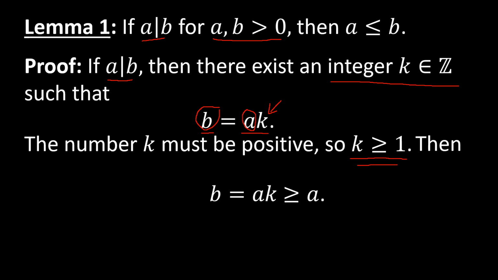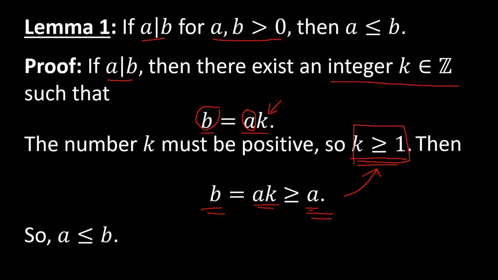So then we have that B is equal to A times k, but A times k is bigger than or equal to A, and that's because of this inequality here. You basically take this inequality and multiply by A on both sides, so you get A k bigger than or equal to A, and that's what you get right here. And that last statement says that B is bigger than or equal to the number A, which is the same as A less than or equal to B, and that proves the lemma. So that's the first technical lemma.